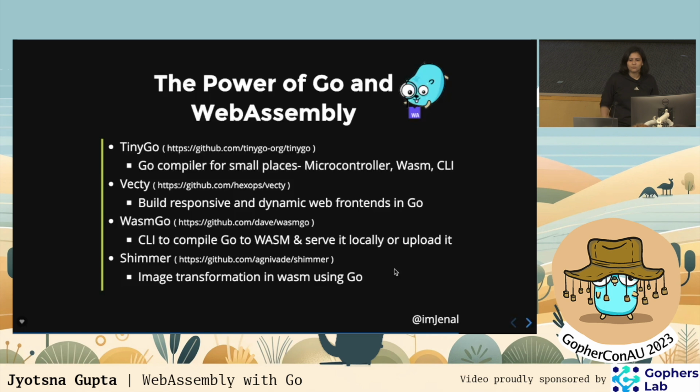And third is Wasm Go. It's a CLI, a straightforward approach to the steps which we have done. It's just a CLI to compile Go to Wasm and serve it locally. What we were doing manually, it automates that whole process. The last one is Shimmer. It is for image transformation in Wasm using Go.